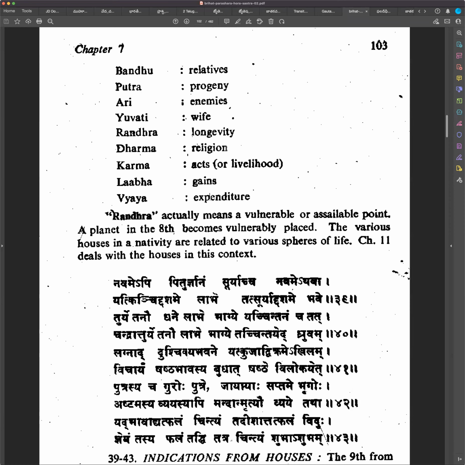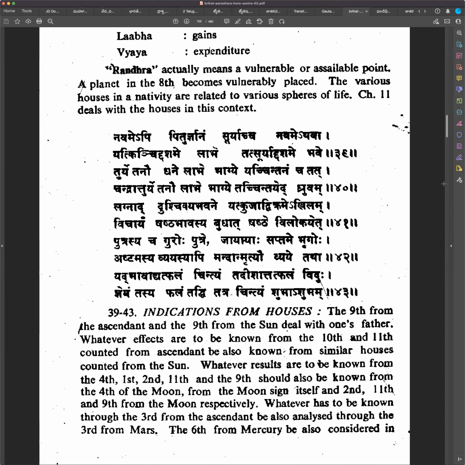We are also reading it as others' capitals. Whatever the capitals, we are getting inheritance, coming under Randhra. So dharma is religion, karma is acts, labha is profits, gains, and friend circle also. Vyaya is expenditure.